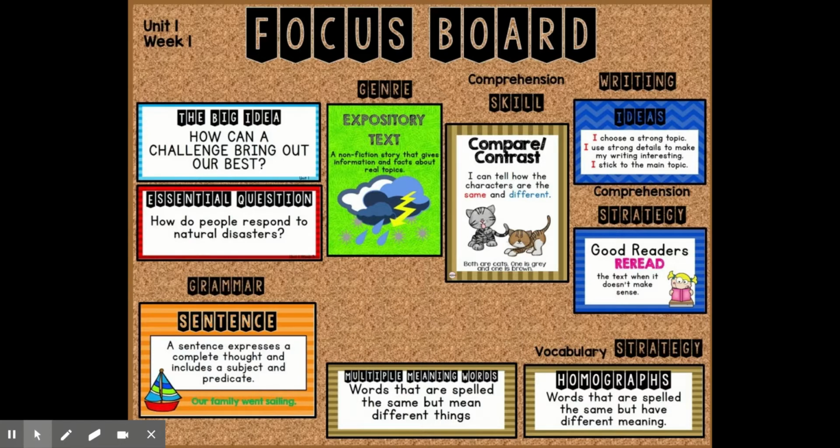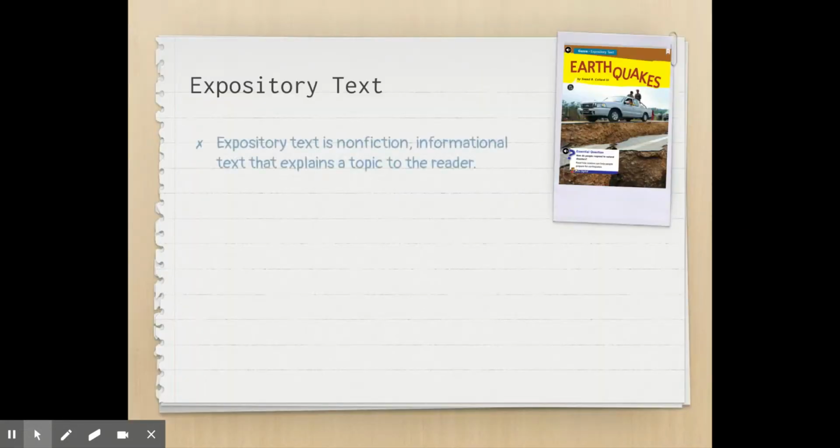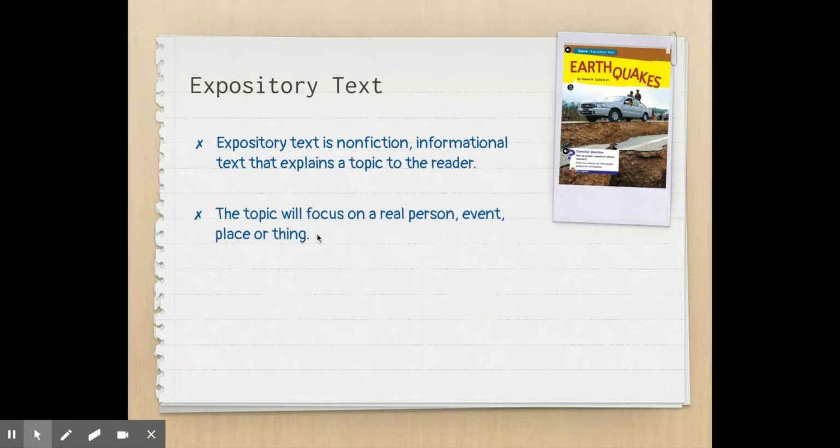So we're going to be learning about natural disasters through expository text. Expository text is a nonfiction story that gives information and facts about real topics. The story that we are going to read is going to be an expository text, so I'm going to start out and explain what that is. Expository text, like I said, is nonfiction, which means it is real, and it's informational text that explains a topic to the reader. The topic will focus on a real person, event, place, or thing, and the author's purpose is to inform us through facts and details.